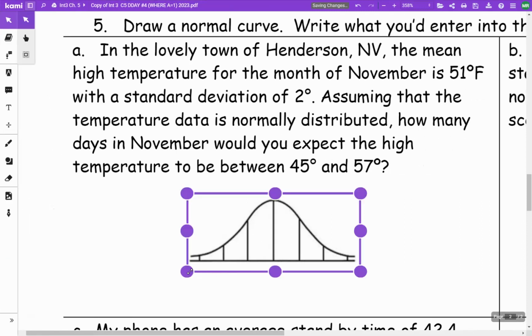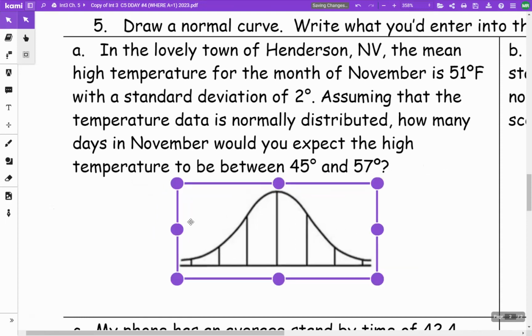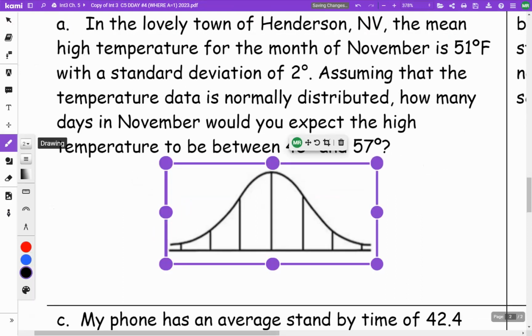So for this one, our mean is 51. Okay, so our mean is 51.